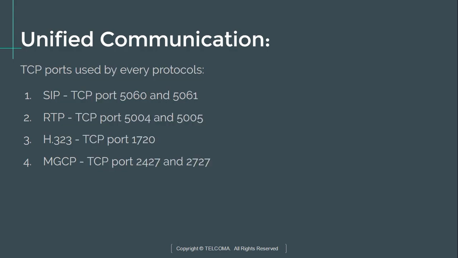The next is the TCP ports used by these protocols. SIP uses TCP ports 5060 and 5061, whereas RTP uses ports 5004 and 5005, H.323 uses port 1720, and MGCP uses ports 2427 and 2727. So remember these port numbers for every protocol.